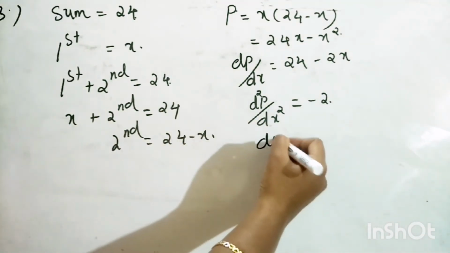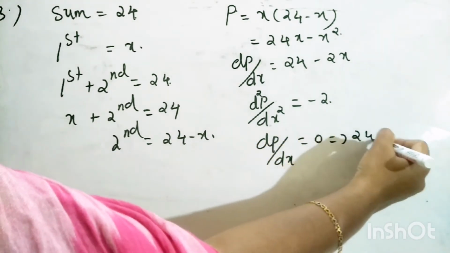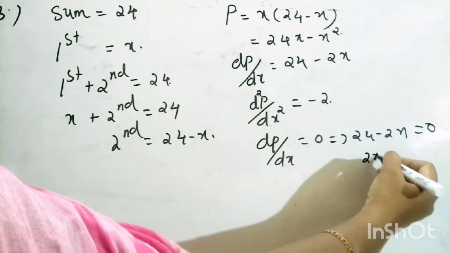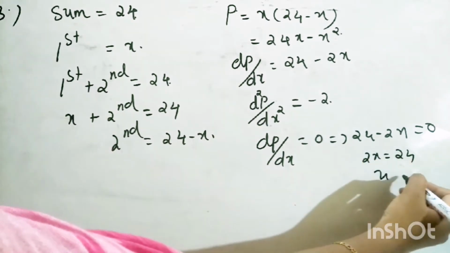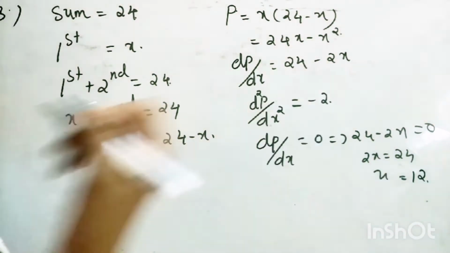Now to get the critical point, we will equate dp by dx to 0. That implies 24 minus 2x is equal to 0, and we will get 2x is equal to 24, x is equal to 24 by 2, that is equal to 12. x is equal to 12.